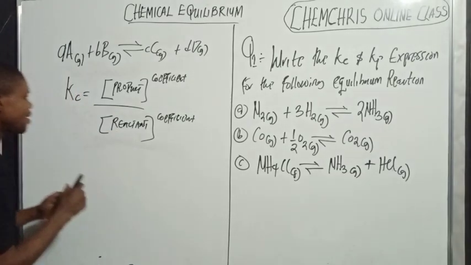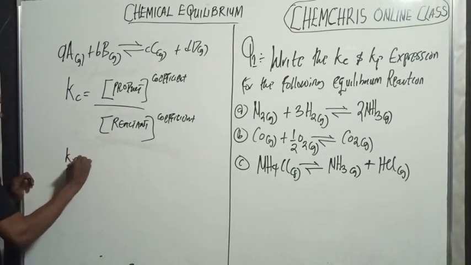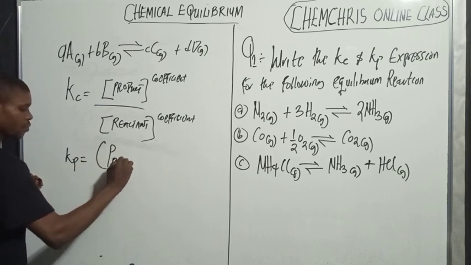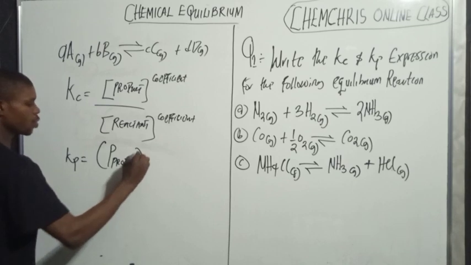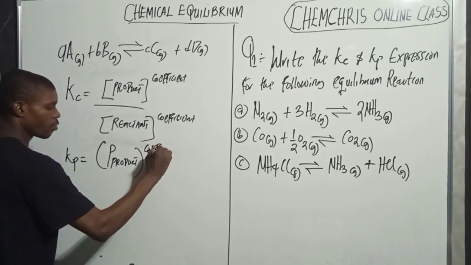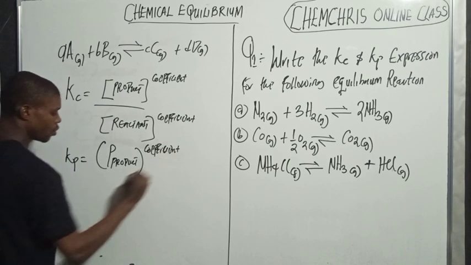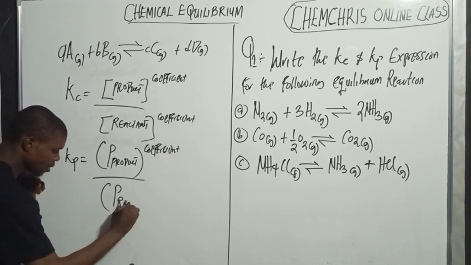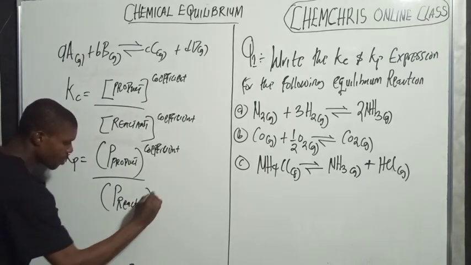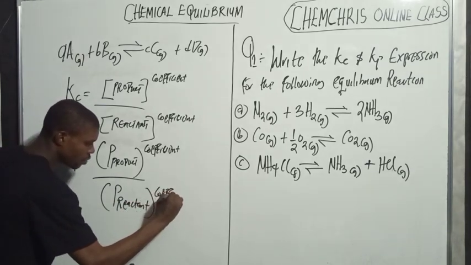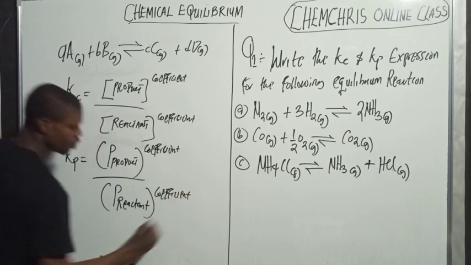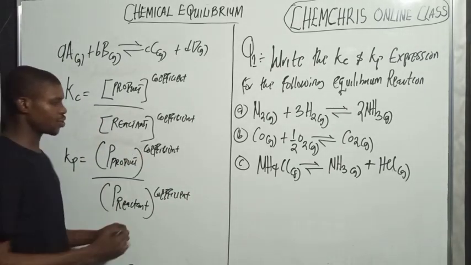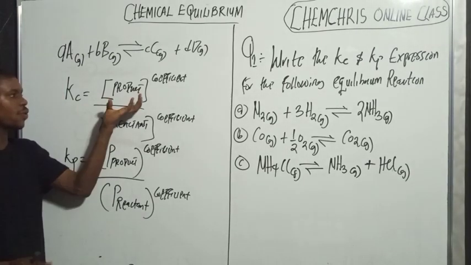Now Kp is the same, where here we have the pressure of the products raised to their coefficients over the pressure of the reactants raised to their coefficients. It's okay. Now, the coefficients you are seeing here come from the balanced equation. Do you get that? So, Kc makes use of the concentration.